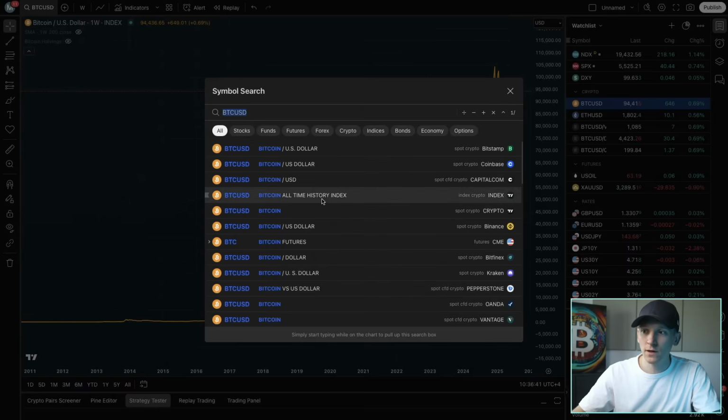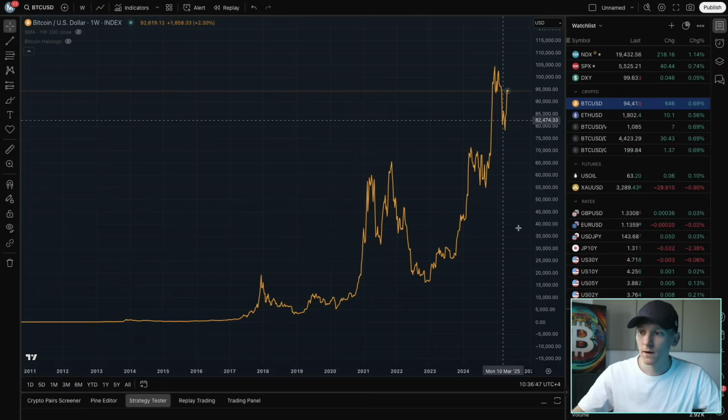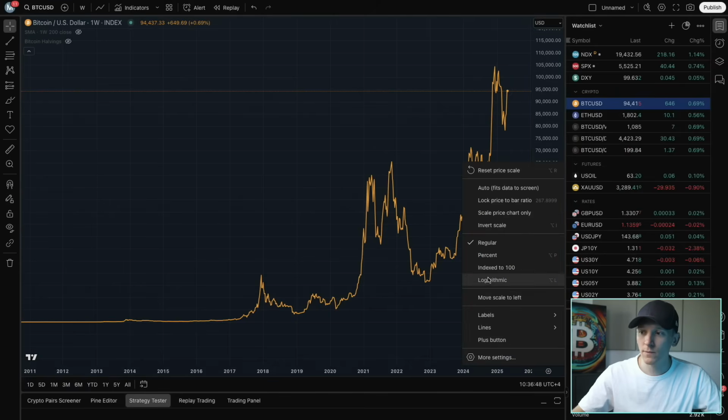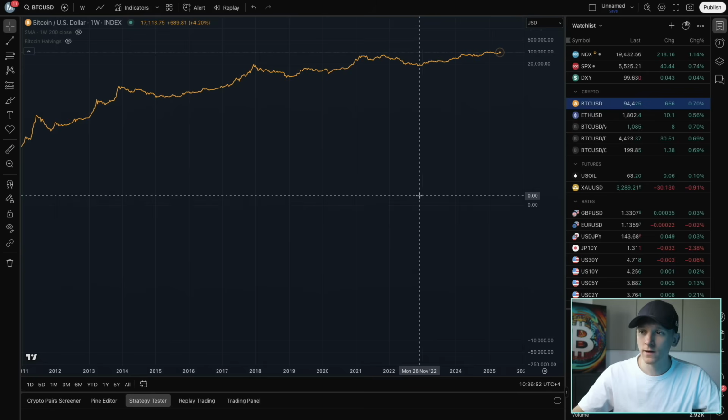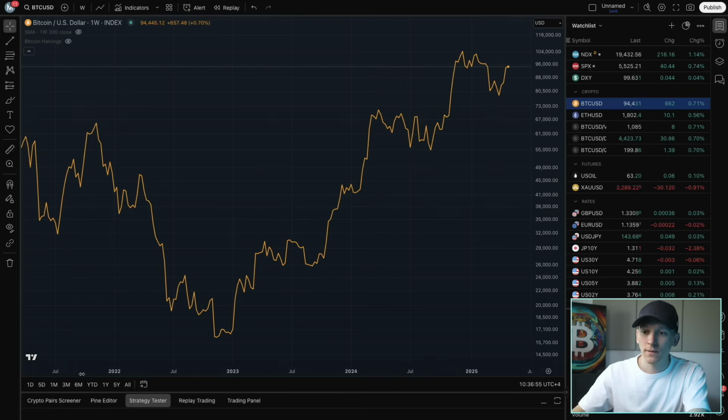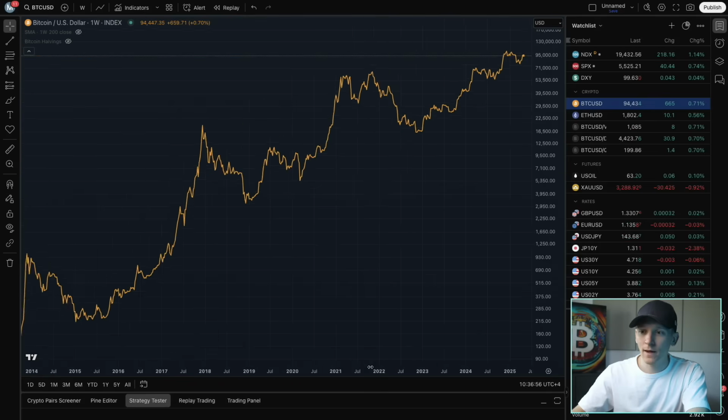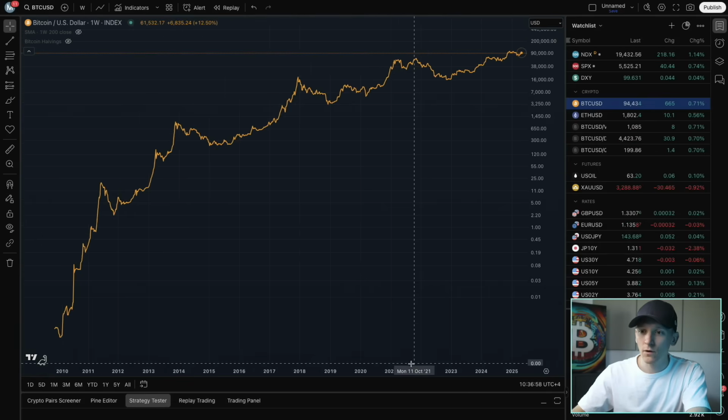Go to all-time history index, click this for Bitcoin. So search for Bitcoin up here, or BTC USD, go to all-time history index. Bottom right, you want to click logarithmic right here, not regular, logarithmic. We're going to right click, reset chart view, then just zoom out. And that is the trend rate of Bitcoin's growth.